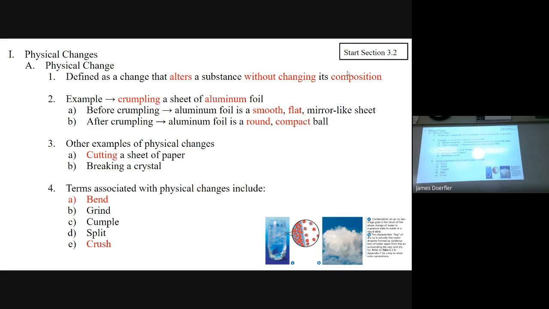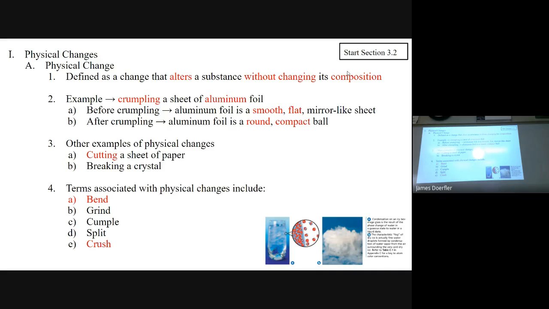Or if we cut a sheet of paper, say I cut a piece of paper in half, each half is still going to be paper. Still going to have the same properties as it did before it was cut in half. Breaking a crystal, it's still going to be that same crystal.